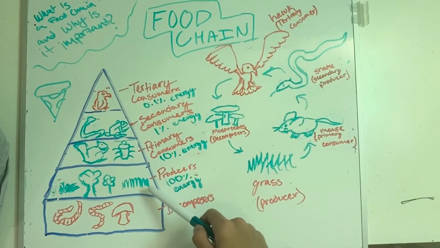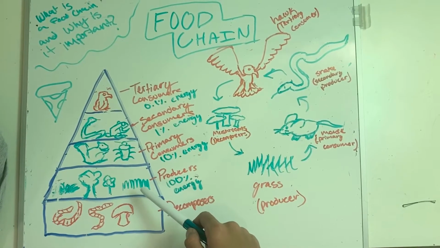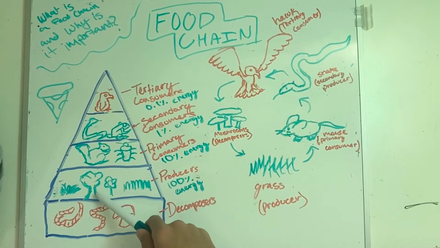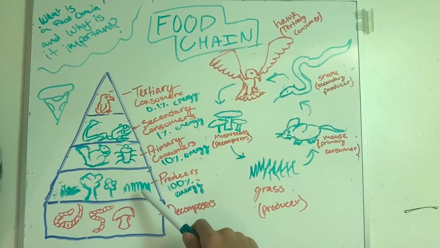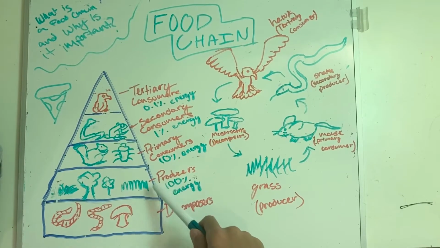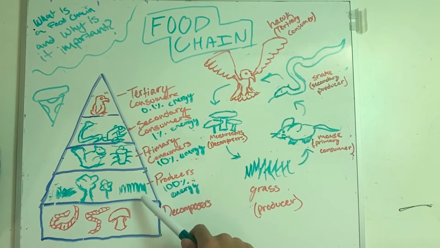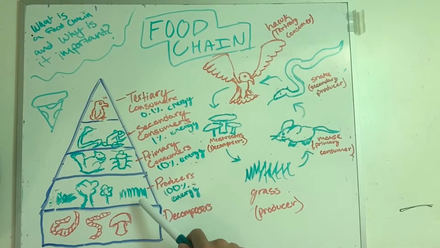Producers are the source of energy for the food chain, and these organisms are mainly vegetation such as trees, grass, wildflowers, or any sort of other vegetation. Since they're the producers, they're able to consume 100% of the energy that they make and receive the most energy out of the entire food chain.